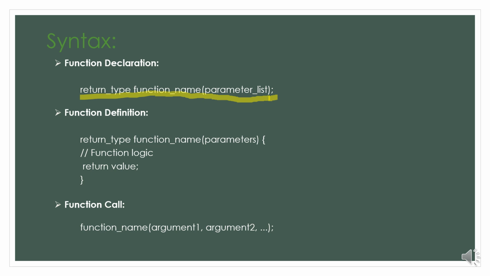Function definition. Here we write the return type, function name, then parameters, open brace, return value, and close brace. Then function call. Function name, within parentheses, we write argument 1, argument 2. At the end of the statement, we put the semicolon.